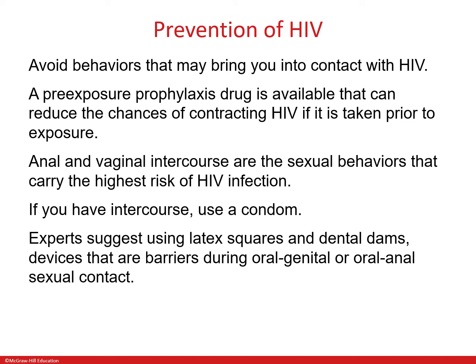So anal and vaginal intercourse are the sexual activities associated with the highest risk of HIV infections. So if you have intercourse, always use a condom. The use of lubricated condoms reduces the risk of transmitting HIV during all forms of intercourse. Condoms aren't perfect though, and they do not provide risk-free sex. However, when used properly, they provide a high level of protection against HIV and other STIs.